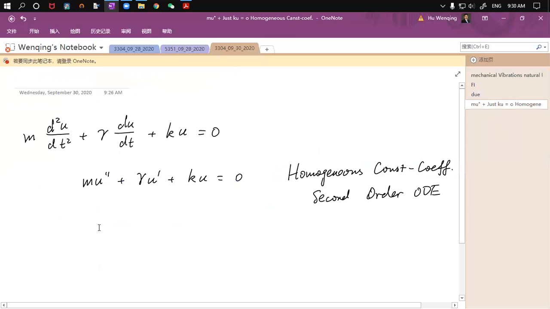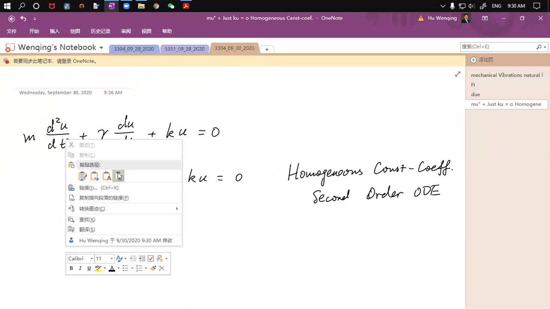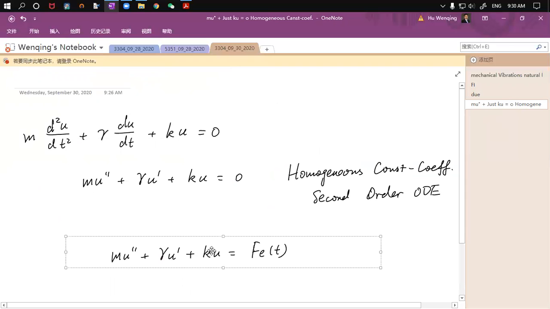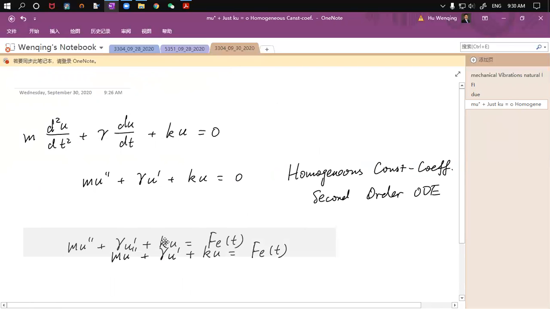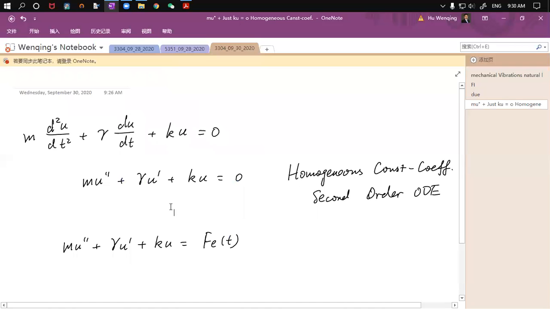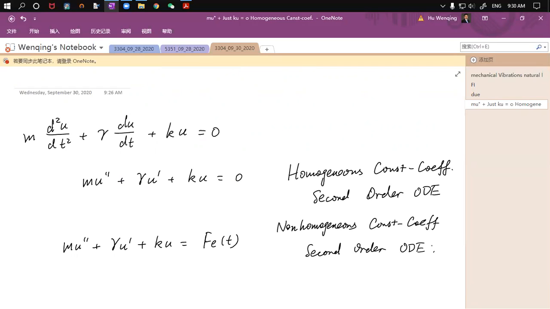Okay, so let's put this equation maybe here. That's the non-homogeneous version of your motion in the vibration, the non-homogeneous version of your mechanical vibration. So non-homogeneous, constant coefficient, right? Second order ODE. So we reached both types of ordinary differential equations that we have been interested in our previous lectures, right?